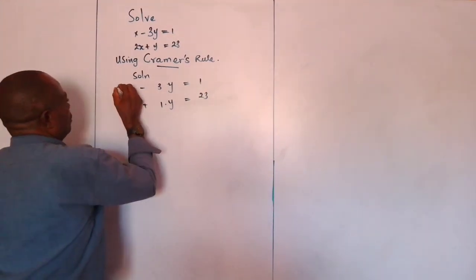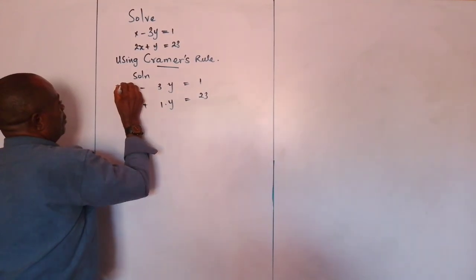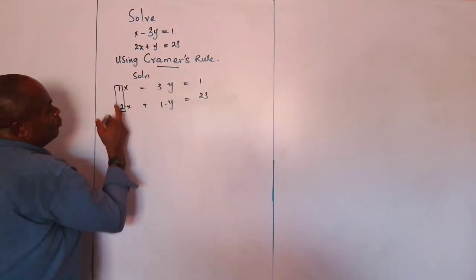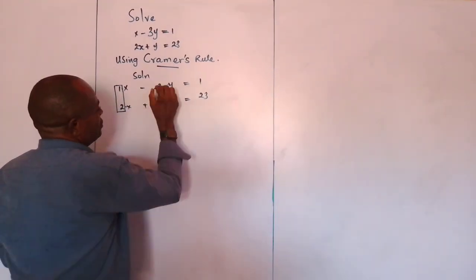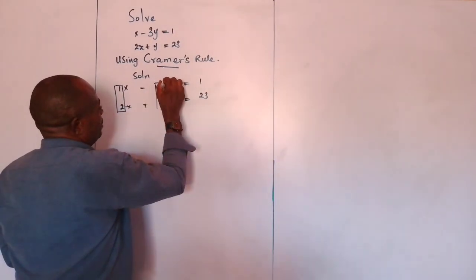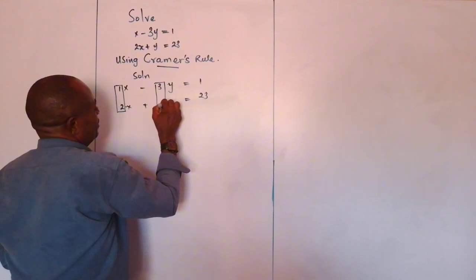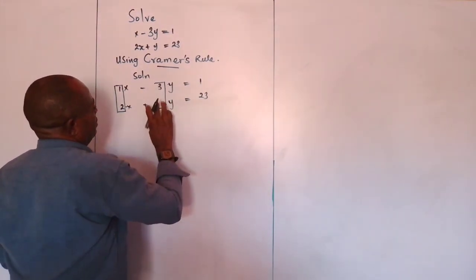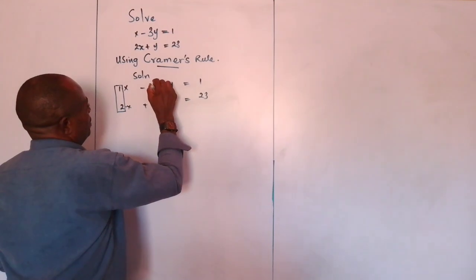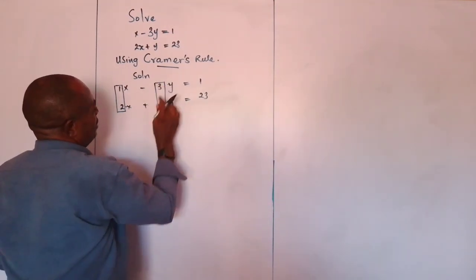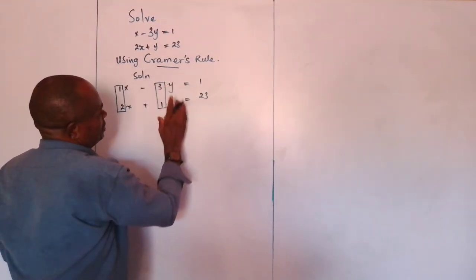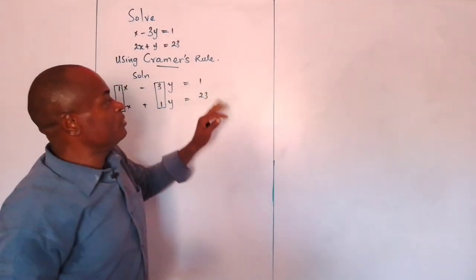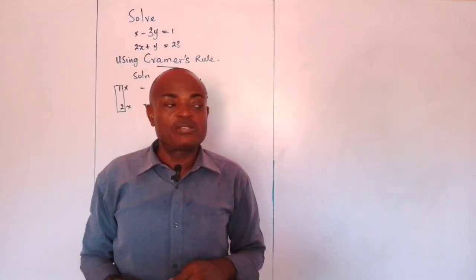So this 1 and 2 are coefficients of x in the two equations. And then this -3 and +1 are coefficients of y. Then we have these ones that are neutral coefficients because they do not possess any variable.